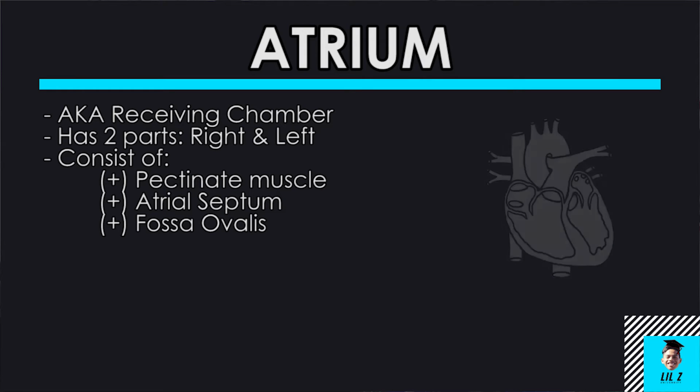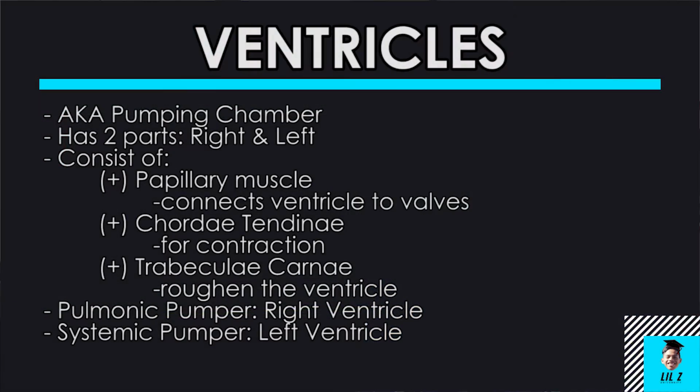The atrium is composed of a muscle called the pectinate muscle, which is a rough muscle that helps the atrium in pumping and moving the blood to the ventricles. And second are the ventricles, or what we call the pumping chambers. It is also divided into 2, the right and left, which serve as chambers to pump blood away from the heart. The right ventricle is the pulmonic pumper, and the left is the systemic pumper.